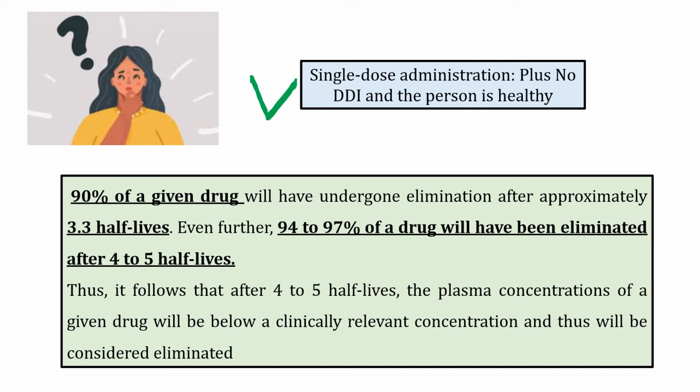Thus, it follows that after 4 to 5 half-lives, the plasma concentration of a given drug will be below a clinically relevant concentration and thus will be considered eliminated. So this is very important when we design replicate designs in bioavailability studies. It means there is a gap between dosing in the same individuals. For example, if group A, a number of subjects, have been dosed with drug A, then we have to wait for 5 half-lives so that we again dose these subjects in the next session.